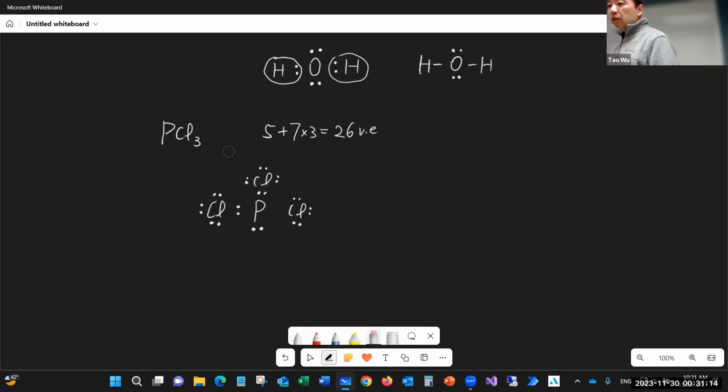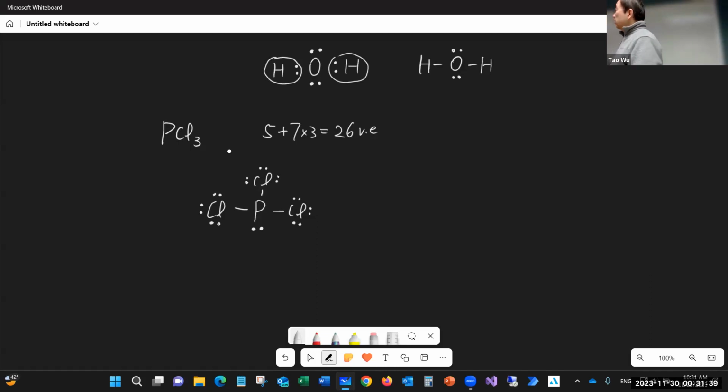Then you're going to get rid of those shared electrons and make single bonds, and that's it. So that's going to be the Lewis structure for the PCl3. That's phosphorus trichloride. That makes sense now? Okay. So now you see, those are just single bonds.